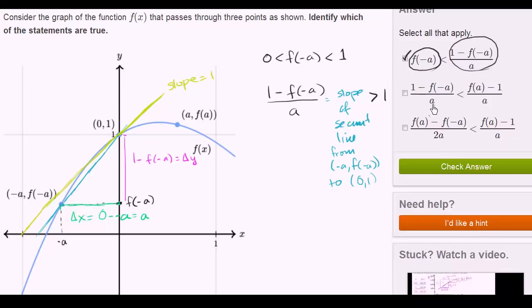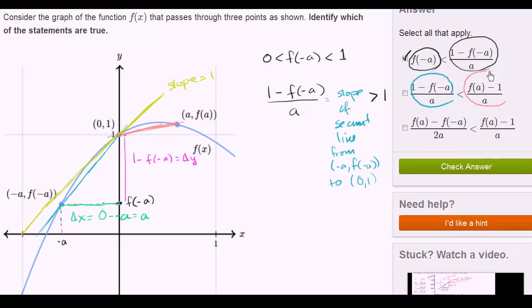Now let's look at this one. We're comparing the slope of the secant line that we just looked at. So this is the same value right over here. So we're comparing this slope to what's this? f of a minus 1 over a. Well, this is the slope of this secant line that I'm drawing. Let me do it in more contrast. Let me do it in orange. That is the slope of this secant line.